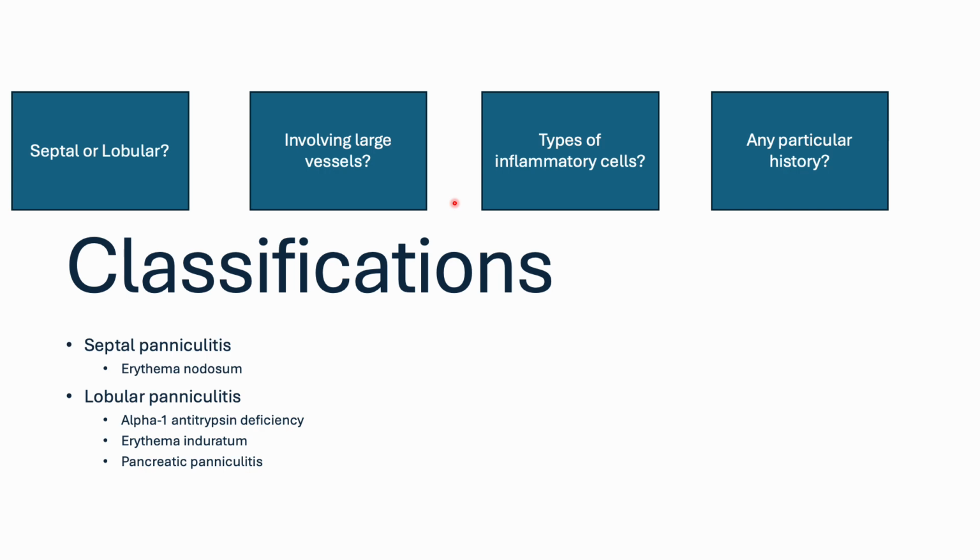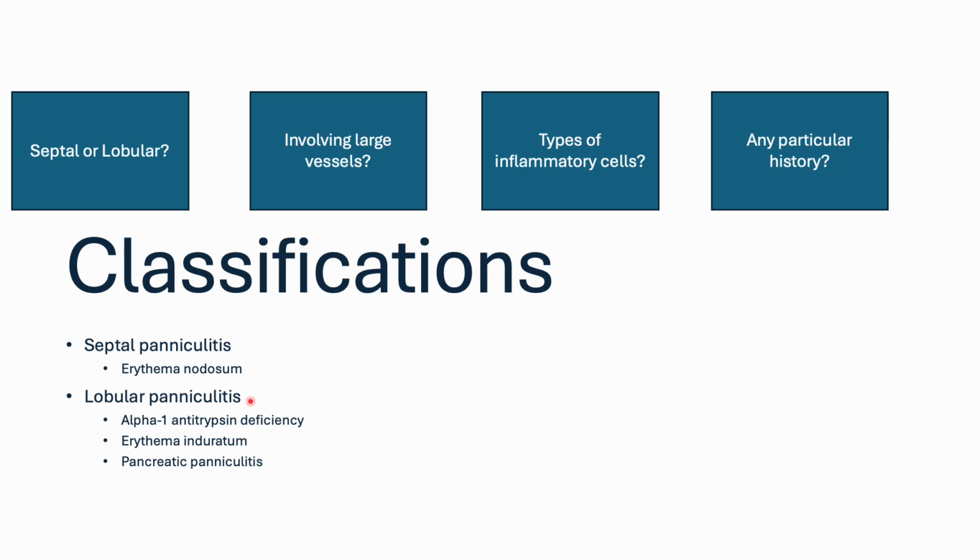And when we want to classify different types of panniculitis, usually we ask 4 major questions. First, is the problem in the septa or in the lobular? Second, are they involving the large vessels? The third is, what type of inflammatory cells are associated with the panniculitis? And the last one, is there any particular history? Based on those 4 questions, we can basically give the differential diagnosis.